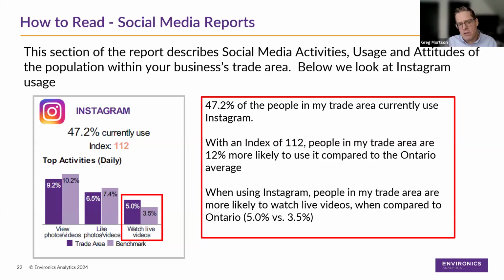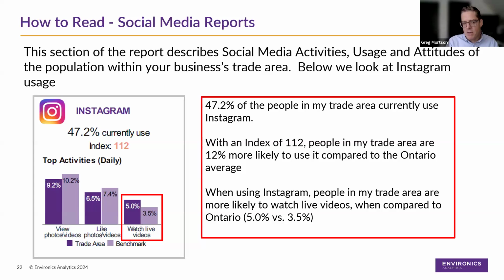And then for each of the social media channels, you'll be able to see some of the top daily activities that those users are partaking in. In this case, you can see I've highlighted watch live videos. So 5% of the population within my trade area watch live videos on Instagram, and that's higher than the provincial average, which is 3.5.